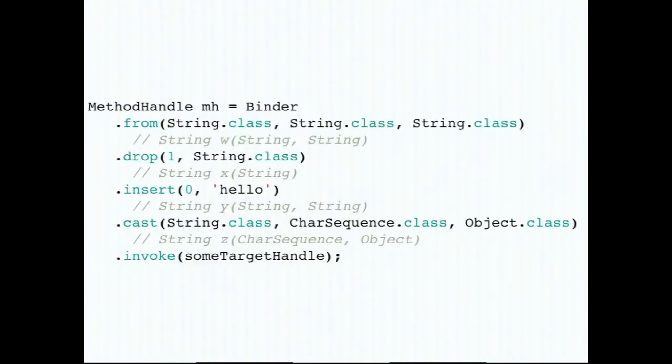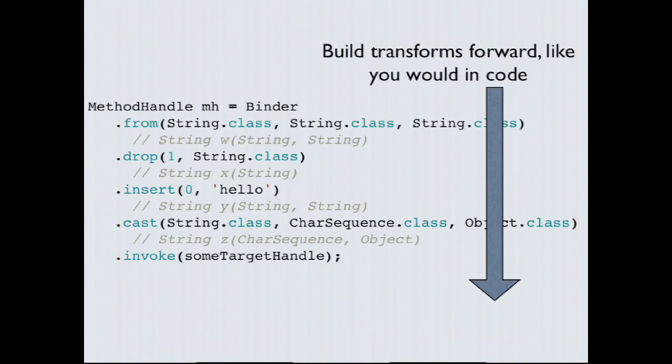So in the invokebinder, you start out at the beginning with the signature you're looking for. You want it to return a string and take two strings. We don't care about the second string, so we'll drop the 1th argument off of the list. We want the first argument to always be the hello string, so we'll insert into the 0th argument hello. We'll cast it to a particular type and then invoke it. Much easier to follow what's actually happening as far as the handle API goes. And it transforms forward like you would do if you were writing a piece of Java code that took arguments in, made modifications to them, and made an eventual call.